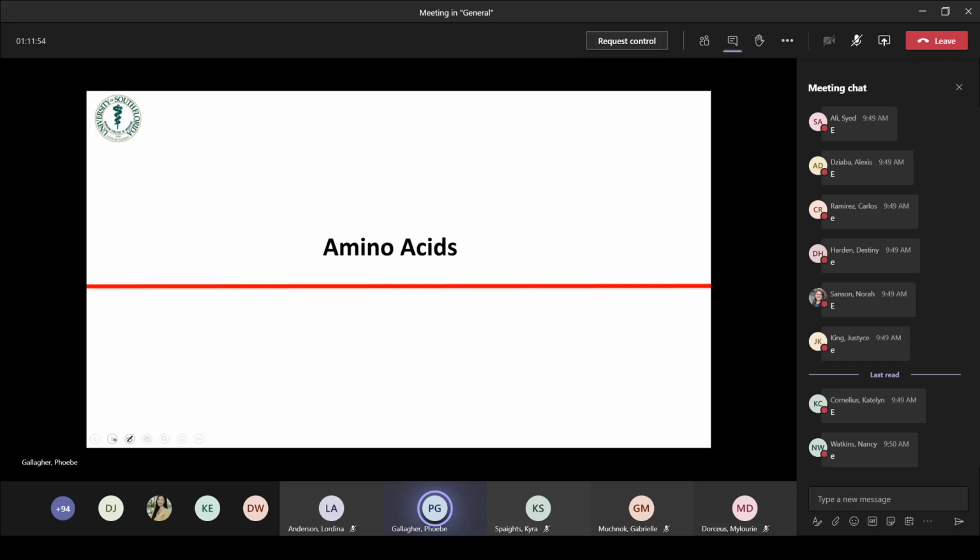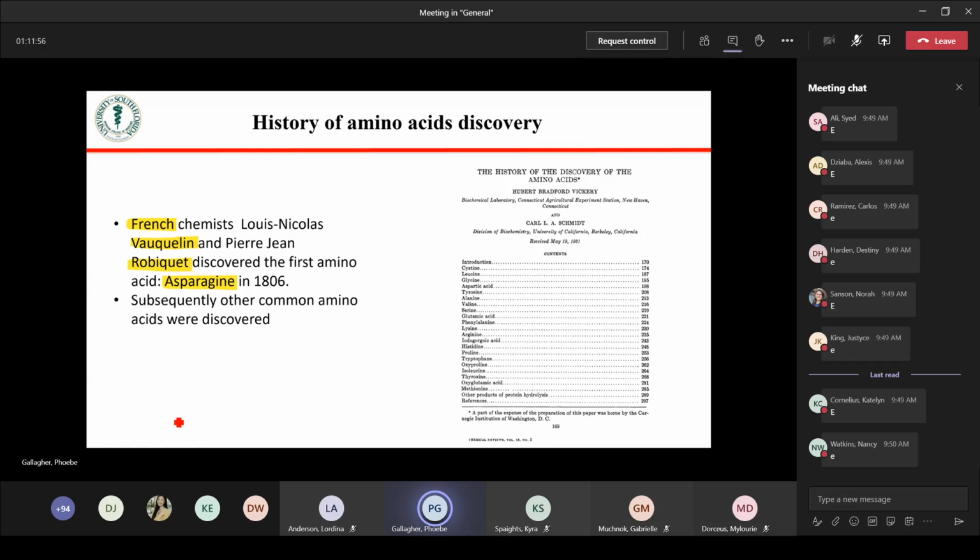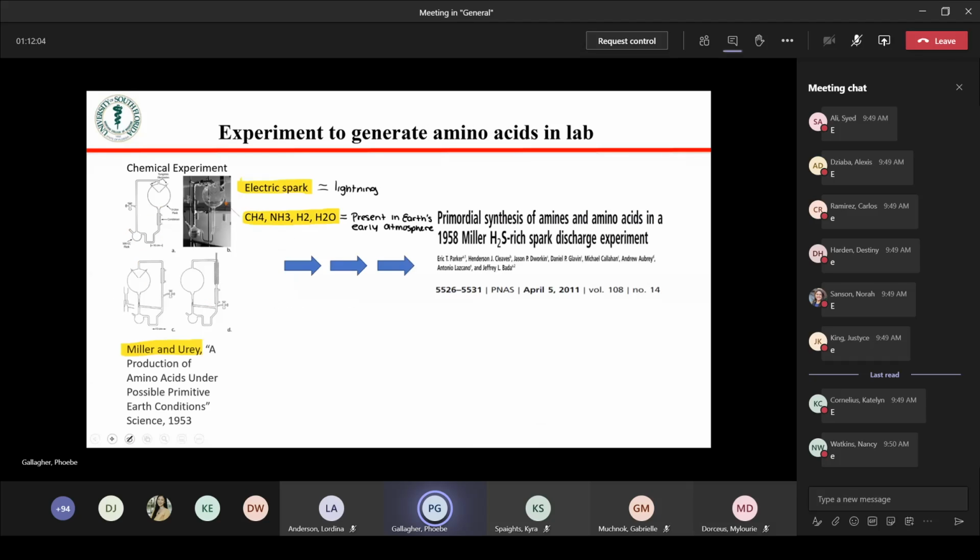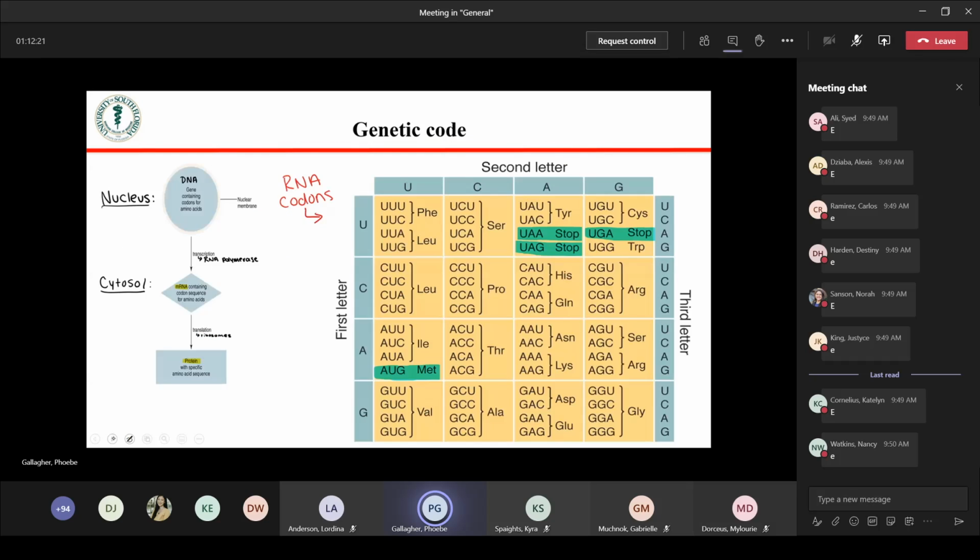All right, so we're going to start with the amino acid. For this, literally just know asparagine was first. Don't remember the date. Don't remember the names. That's too much information. This isn't a history course, so don't worry about that. For this, know Miller and Urey, and that they were able to make amino acids using this and an electric spark, which is supposed to represent lightning. But it's low yield, so don't worry too much about it.